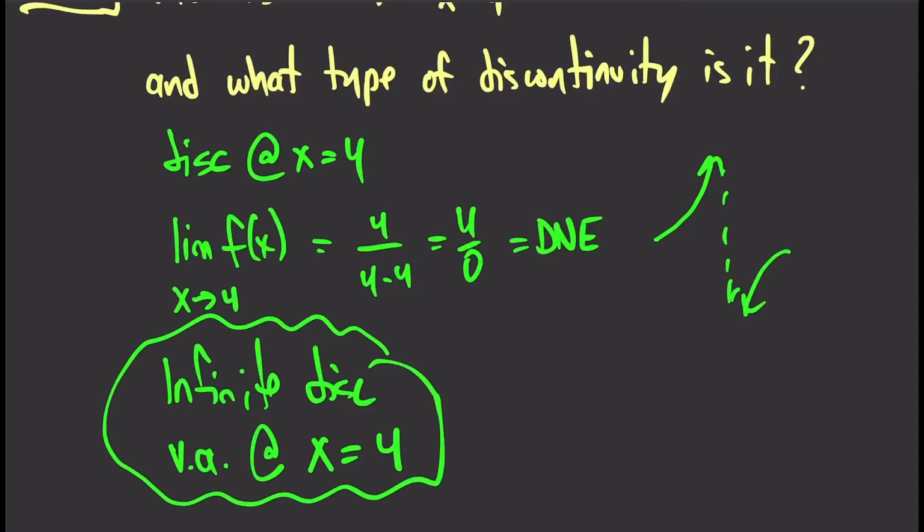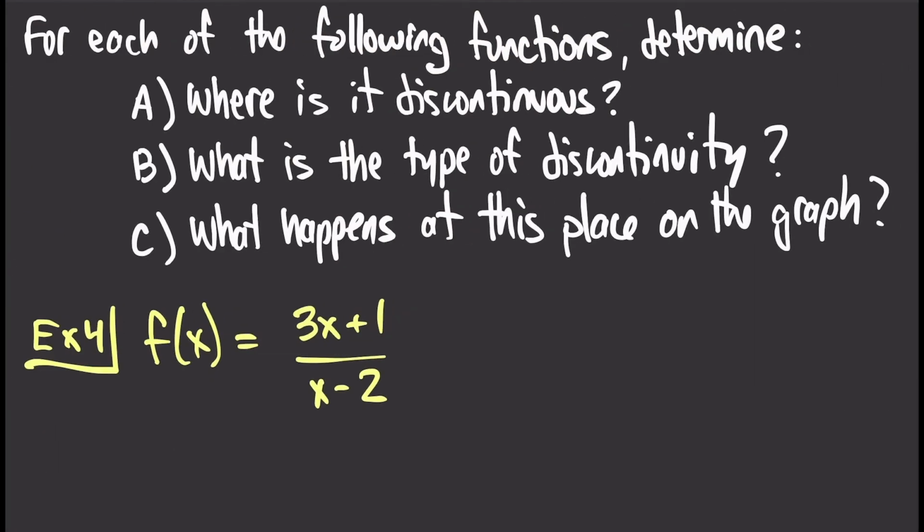So there are the 3 types. We've got point, jump, and infinite, and they represent something different graphically. So now what we're going to do is put it together and see what happens. For each of the following functions, determine where it is discontinuous, what the type of discontinuity is, and what happens at this place on the graph.